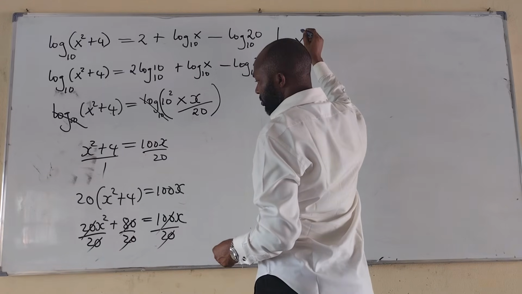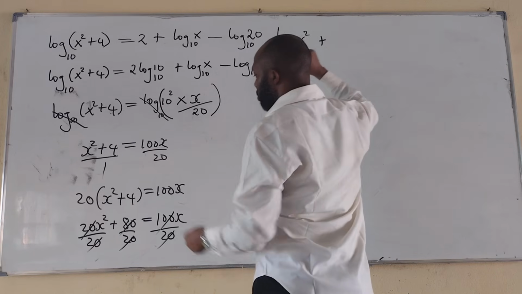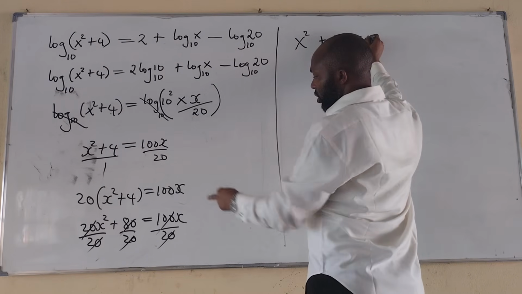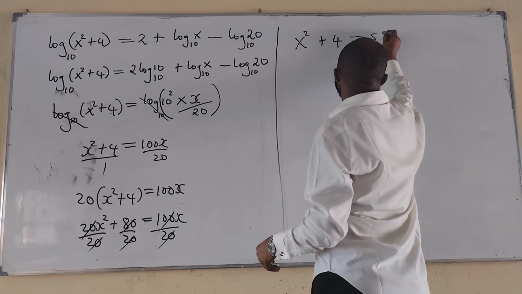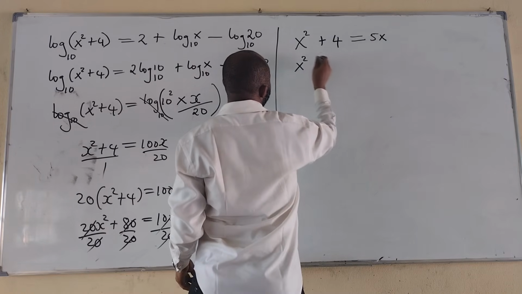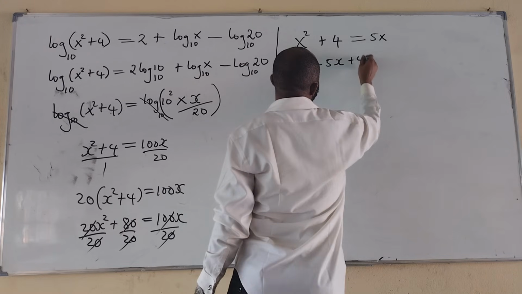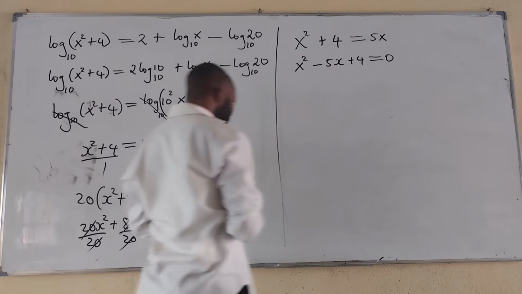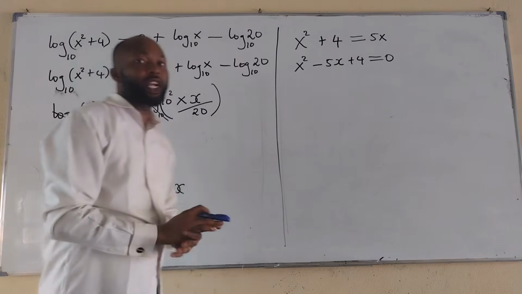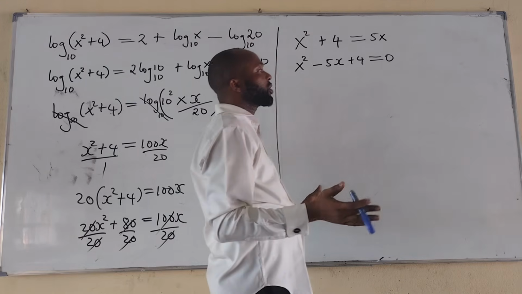So now I have x squared plus 4 is equal to 5x. I rearrange it. So I have my x squared minus 5x plus 4 is equal to 0. So that is the quadratic equation. To solve a quadratic, I know I have not treated quadratics yet, but with time we're going to do that. But we have various methods which we can use.